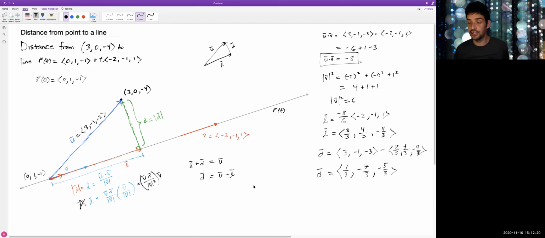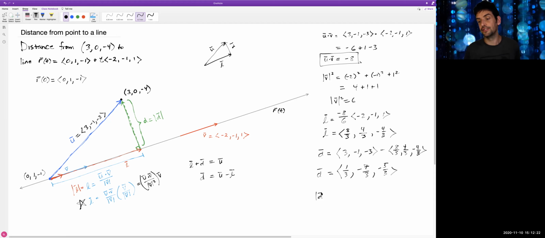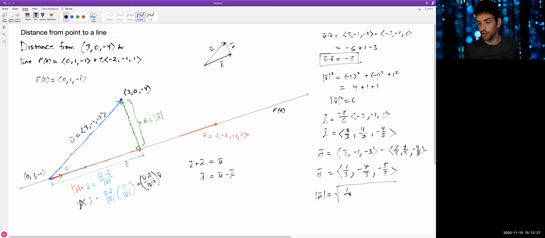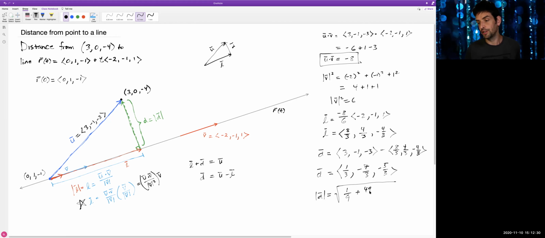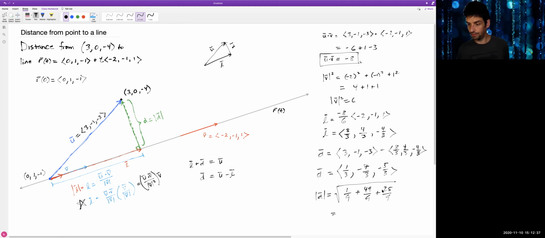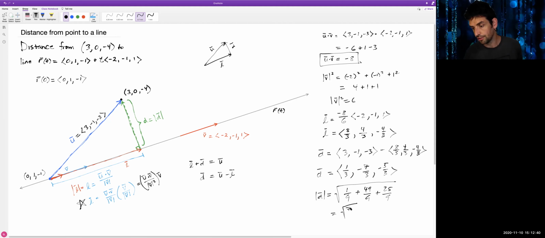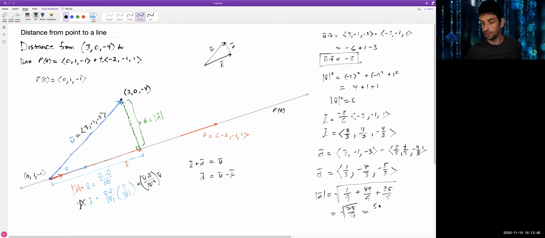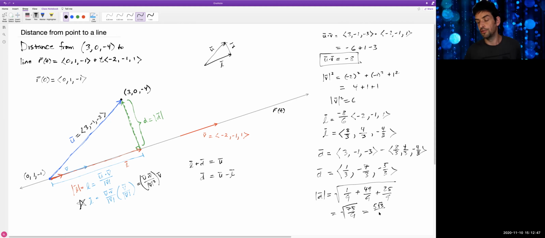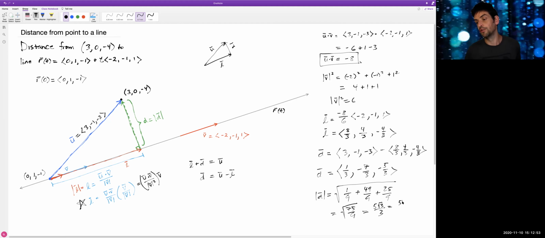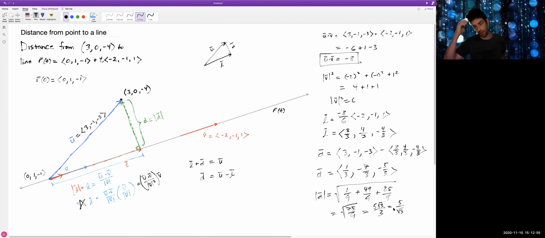This is the vector D, which means the magnitude of D is the square root of 1 ninth, plus 49 ninths, plus 25 ninths. I'm just squaring all these. So what does this work out to? We'll have the square root of 75 ninths, or 5 root 3 over 3, or 5 over root 3 if you'd like. Either one is fine by me.